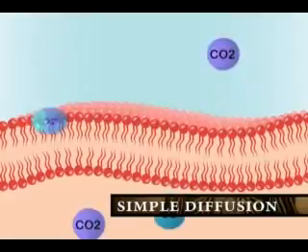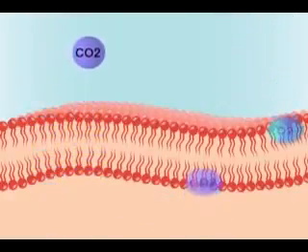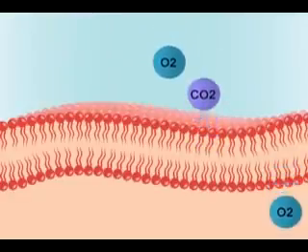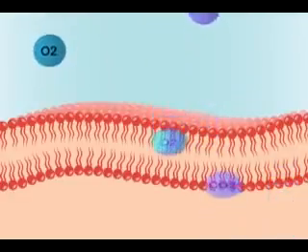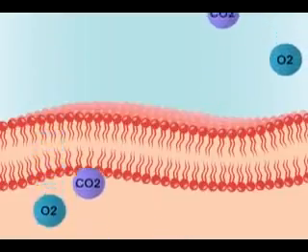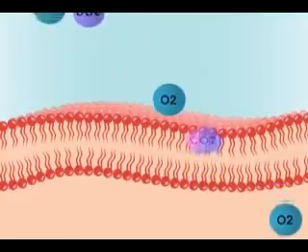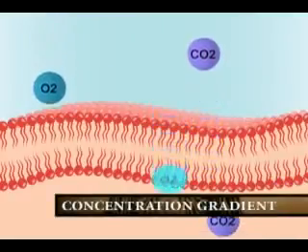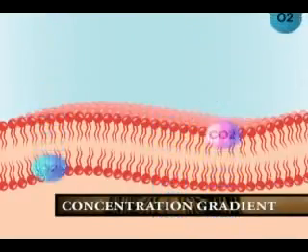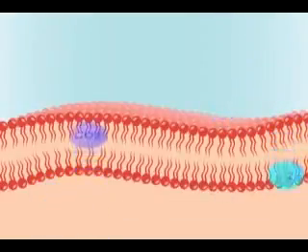In simple diffusion, substances such as oxygen and carbon dioxide are able to pass through the non-water-soluble hydrophobic interior of the plasma membrane without assistance because they can dissolve in the lipid bilayer. Their net direction of flow into or out of the cell depends on the concentration gradient, the difference in the concentration of like molecules inside and outside of the cell.